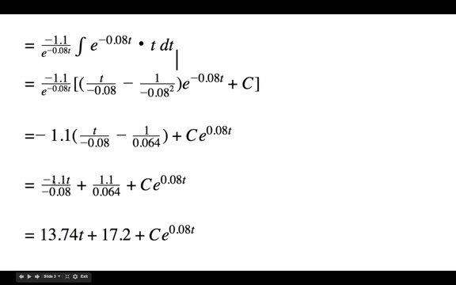And then we distribute the negative 1.1 to all of our terms, and that's going to give us negative 1.1t over negative 0.08 plus 1.1 over 0.064, because we had a minus sign here and this would have been negative, so that became positive, plus our constant times e to the 0.08t. To simplify that, we're going to get 13.74t plus 17.2 plus c times e to the 0.08t, and that is going to be our solution to the differential equation.